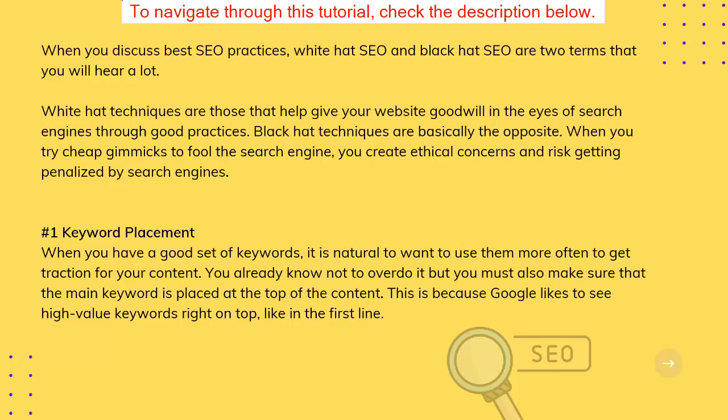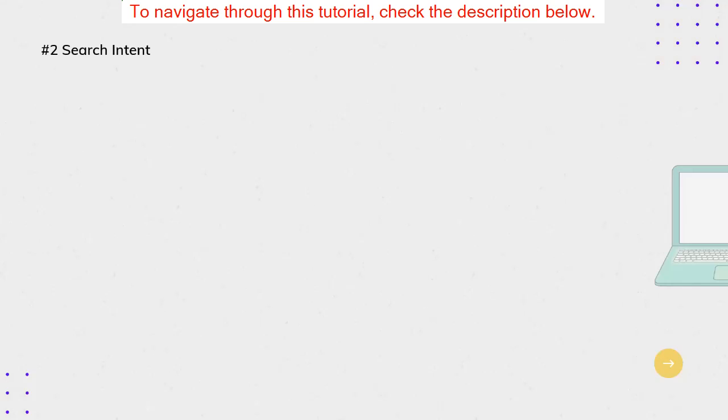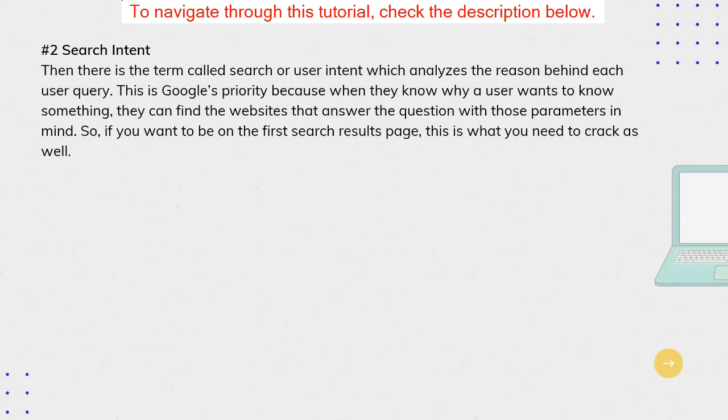Number 2. Search intent. Then there is the term called search or user intent, which analyzes the reason behind each query. This is Google's priority, because when they know why a user wants to know something, they can find the websites that answer the question with those parameters in mind. So if you want to be on the first search results page, this is what you need to crack as well. Number 3. Page speed.